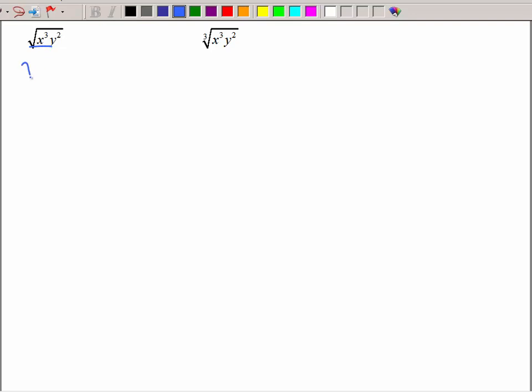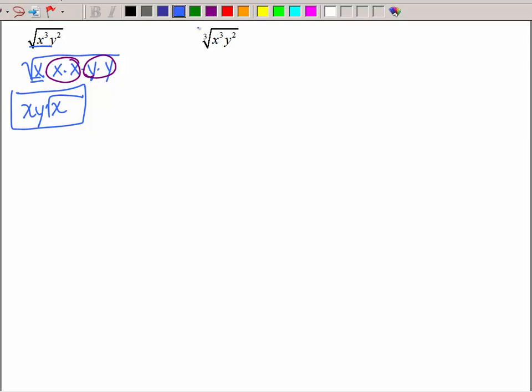So one method is to actually write what x cubed means. What does x squared mean? And since we're looking for a square root, I'm looking for 2 of a kind. So I have 2 x's and 2 y's. So both of those come outside of the radical, and then what I didn't circle stays inside. Very simple process.